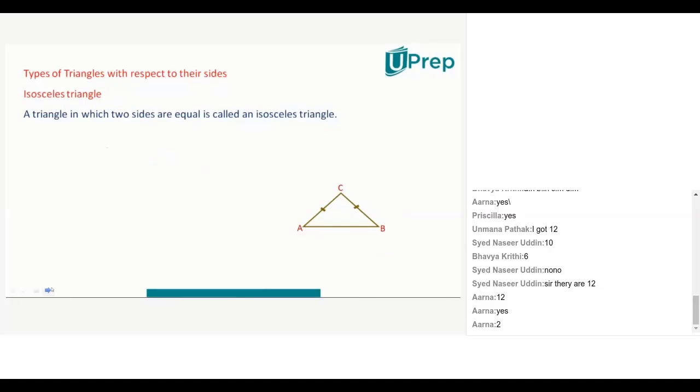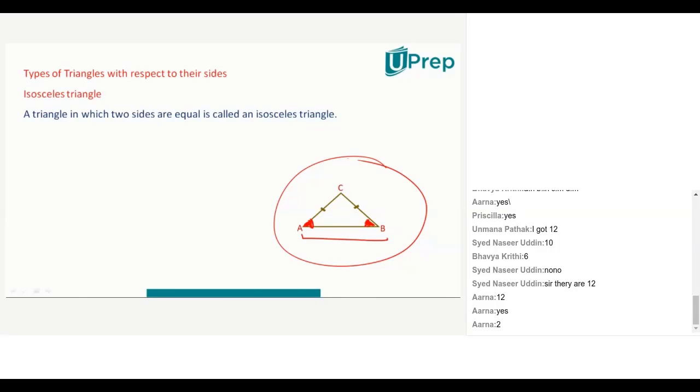Isosceles is a triangle in which two sides are equal. Yes, sir. Two sides and two angles. Yes, but which two angles are equal? Sir, any two angles. No, think again. Sir, I think angles which form 90 degrees. Priscilla, can you tell me which two angles are equal in this triangle? Sir, in this triangle, angle A, okay, and angle B. Beautiful. Angle A and angle B.